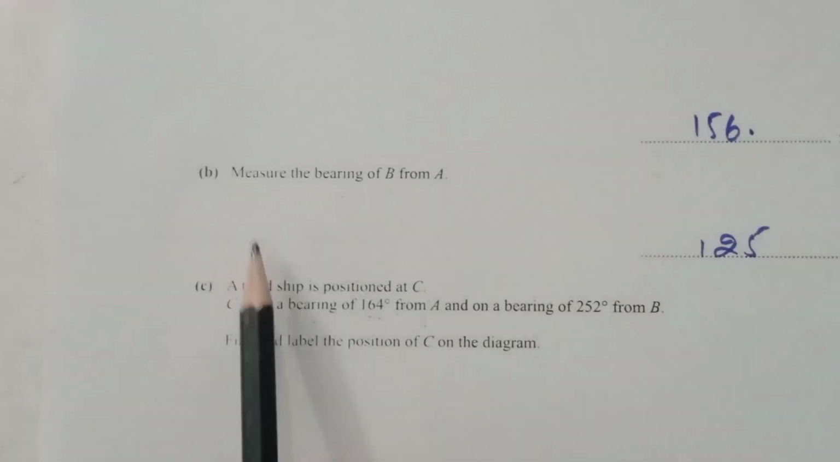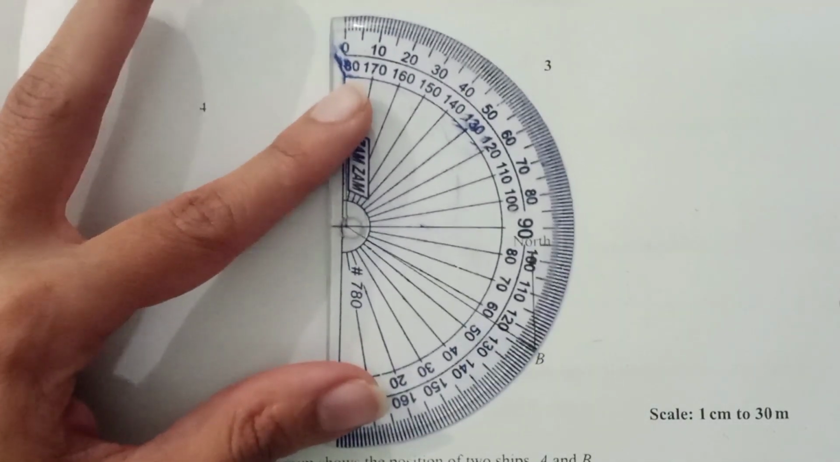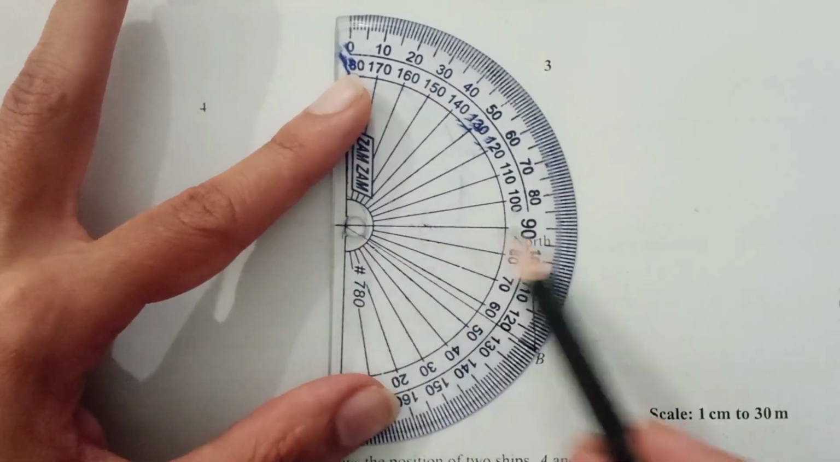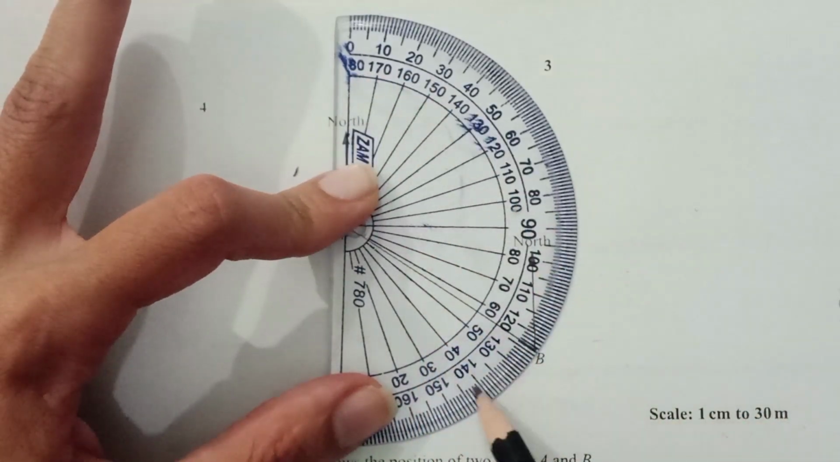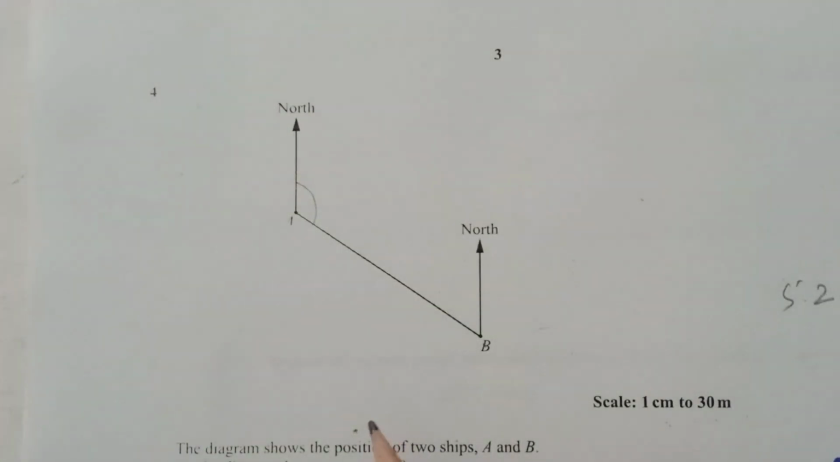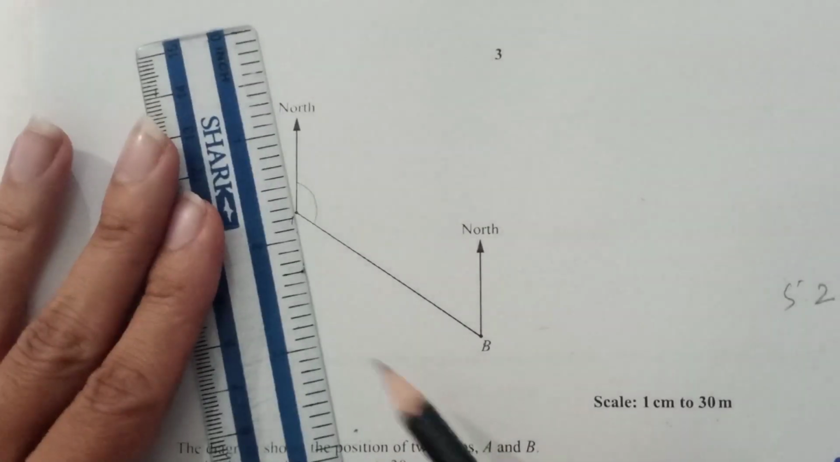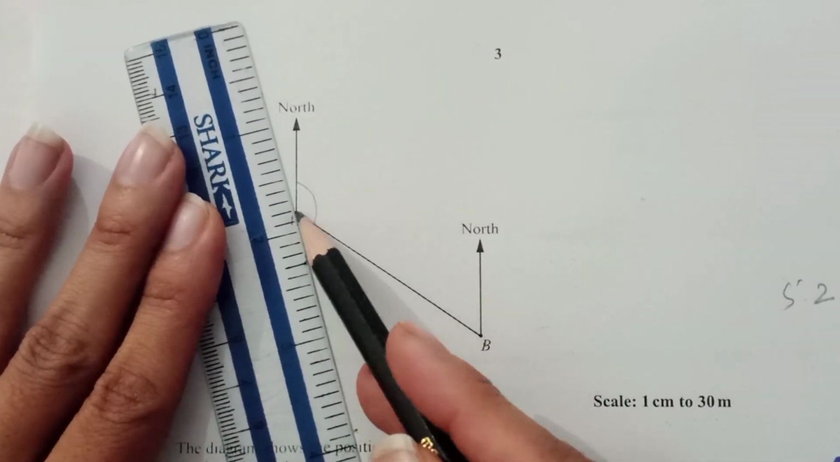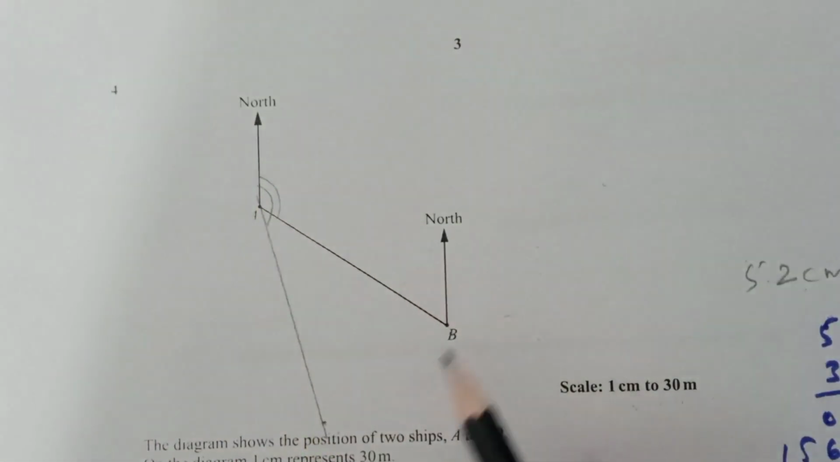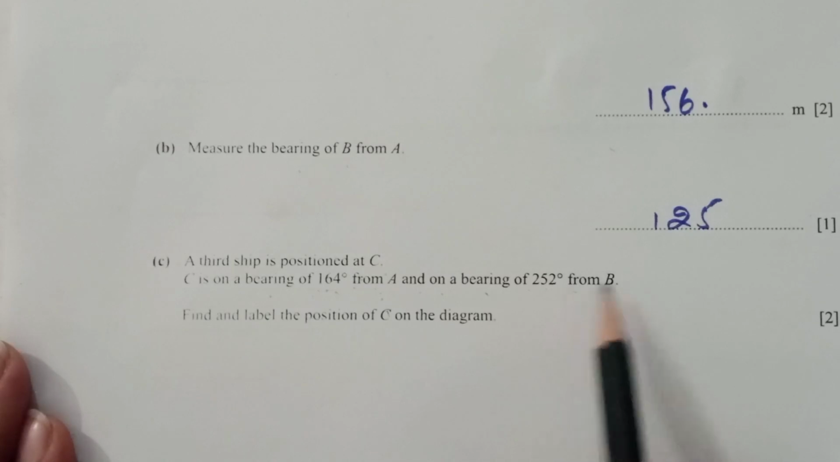First we have to find the bearing of 164 from A, and that's the point A. We find the point 164, that is 160 and 4, the point 164. Now draw the line, and that is the angle 164. Now this angle is equal to 164, and next is on a bearing of 252 from B.